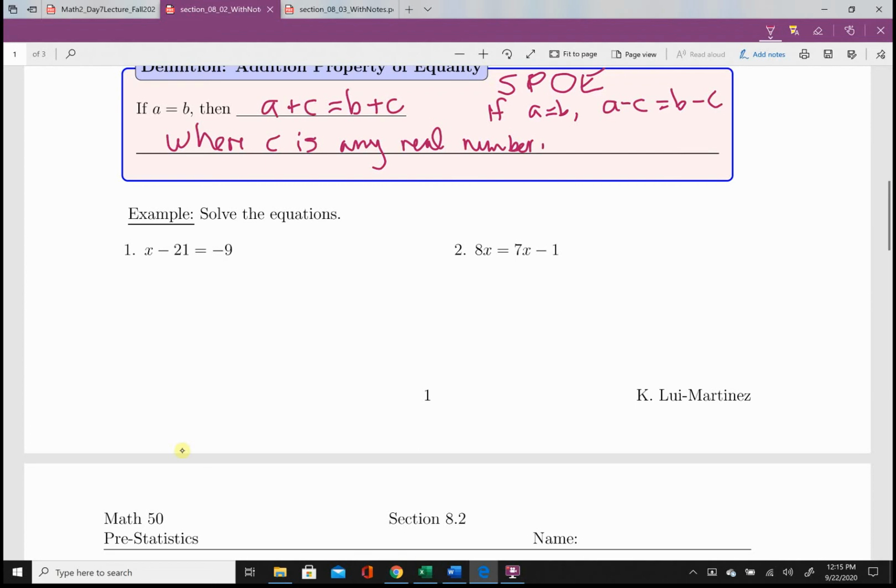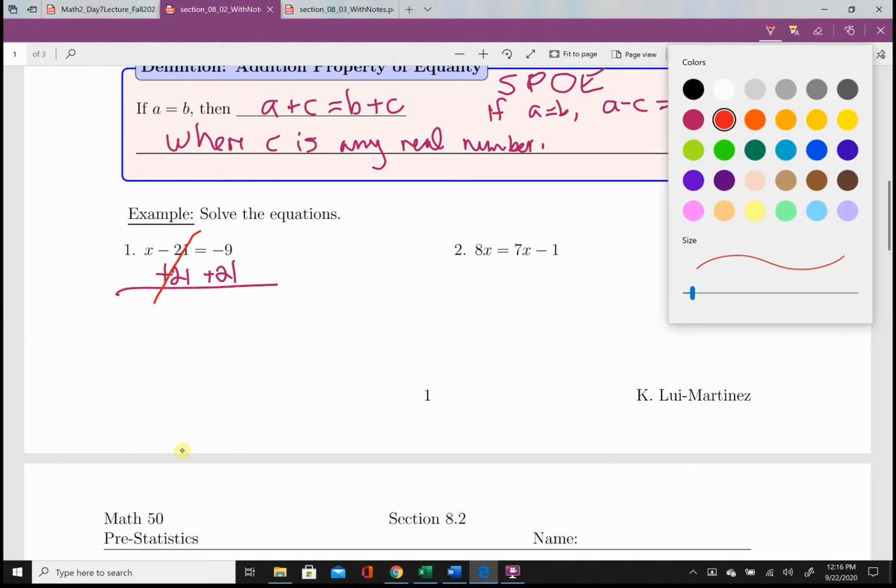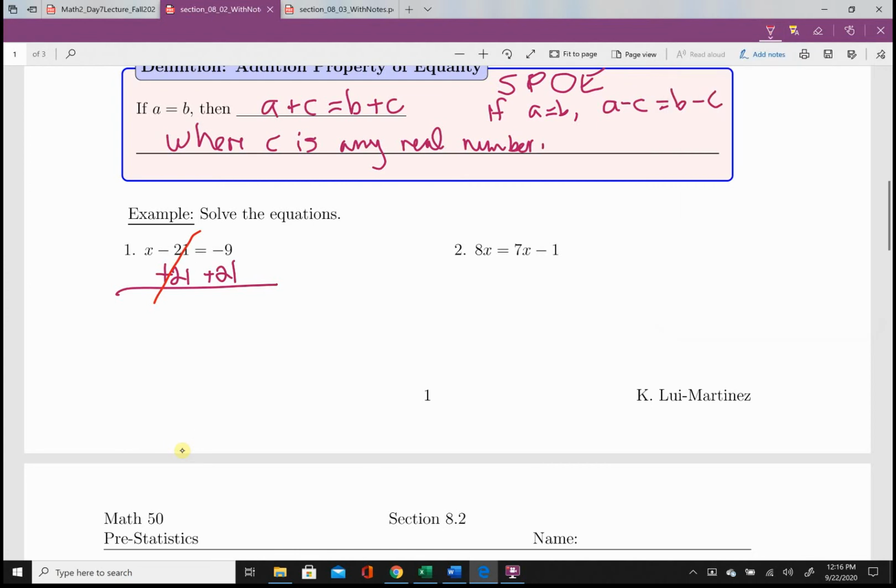So here I see that the only thing being imposed on the variable at the moment is subtraction of 21. So if I undo that subtraction of 21 by adding 21 to both sides, I'm using the addition property of equality. I'm just adding the same value to both sides of an equation. Now here, I'll notice that these cancel out because I'm performing that opposite operation, which is going to leave me with just x on the left-hand side as desired.